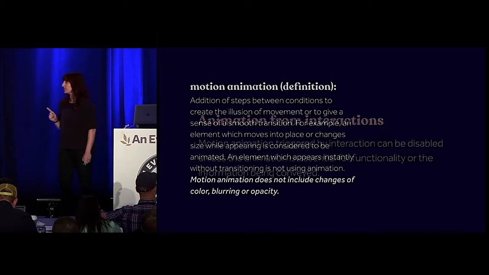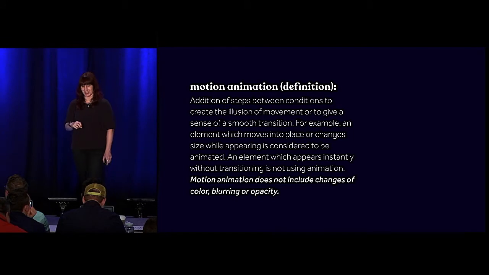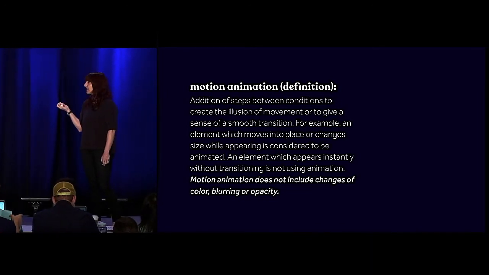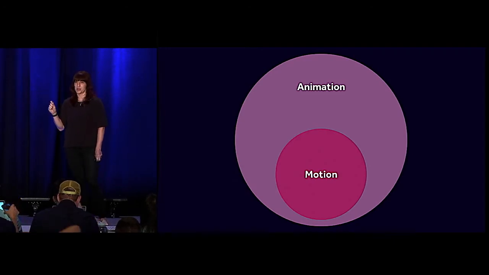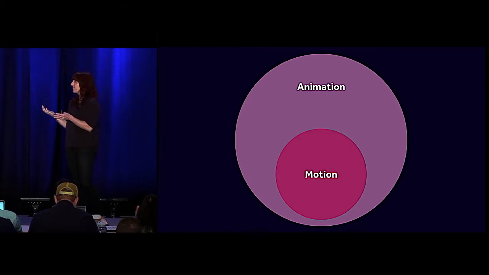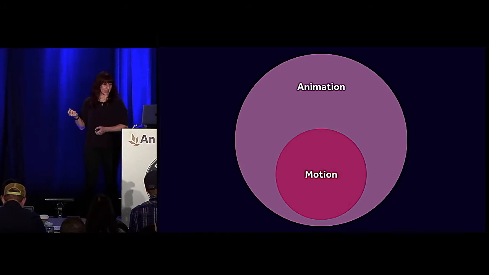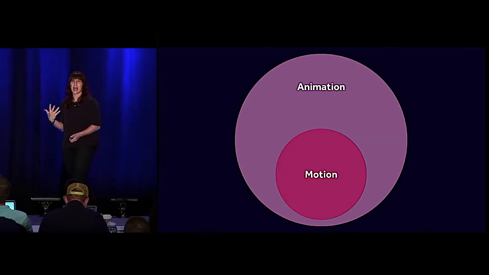So I want to talk about motion animation first, because they have a very wordy definition of it that you can totally read yourself if you want to. But I wanted to highlight that last line where they describe what it's not. They say motion animation does not include changes of color, blurring, or opacity. Essentially what they're saying is that all motion is animation, but not all animation is motion. Because you can animate a thing and not have it move, right? If you change the opacity or color, it's just where it was, and you've animated that property, but you haven't animated it in any kind of movement. And that's an important distinction for this guideline, as well as a few other things we're going to talk about today.